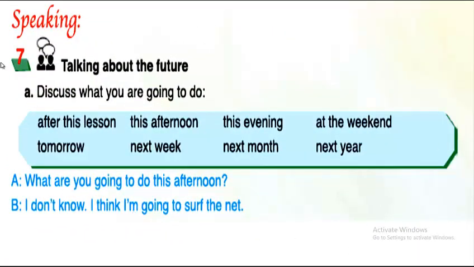Now, exercise number 7. Talking about the future. A. Discuss. What are you going to do after this lesson, this afternoon, this evening, at the weekend, tomorrow, next week, next month, next year? Tell us about your future plans. For example, what are you going to do this afternoon? I don't know. I think I am going to surf the net.